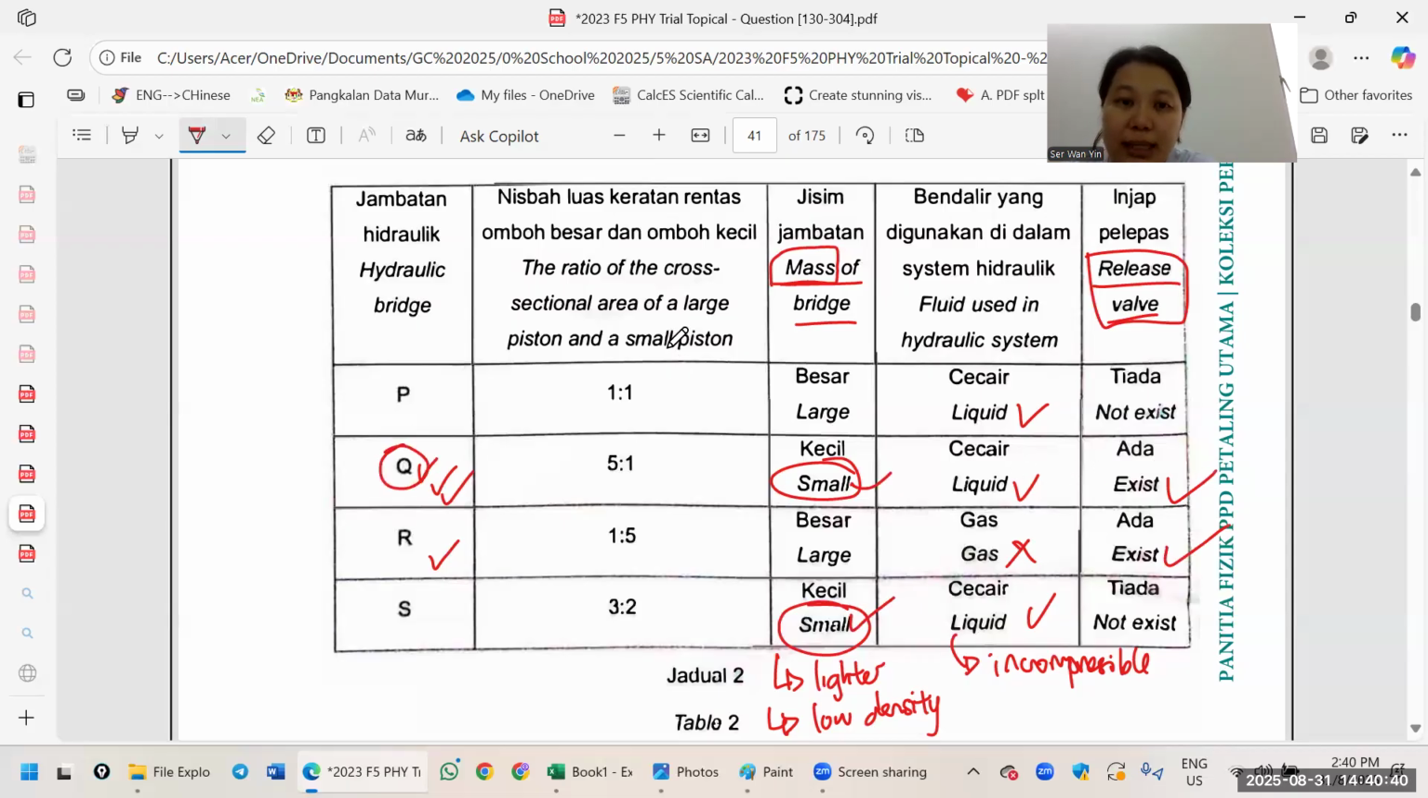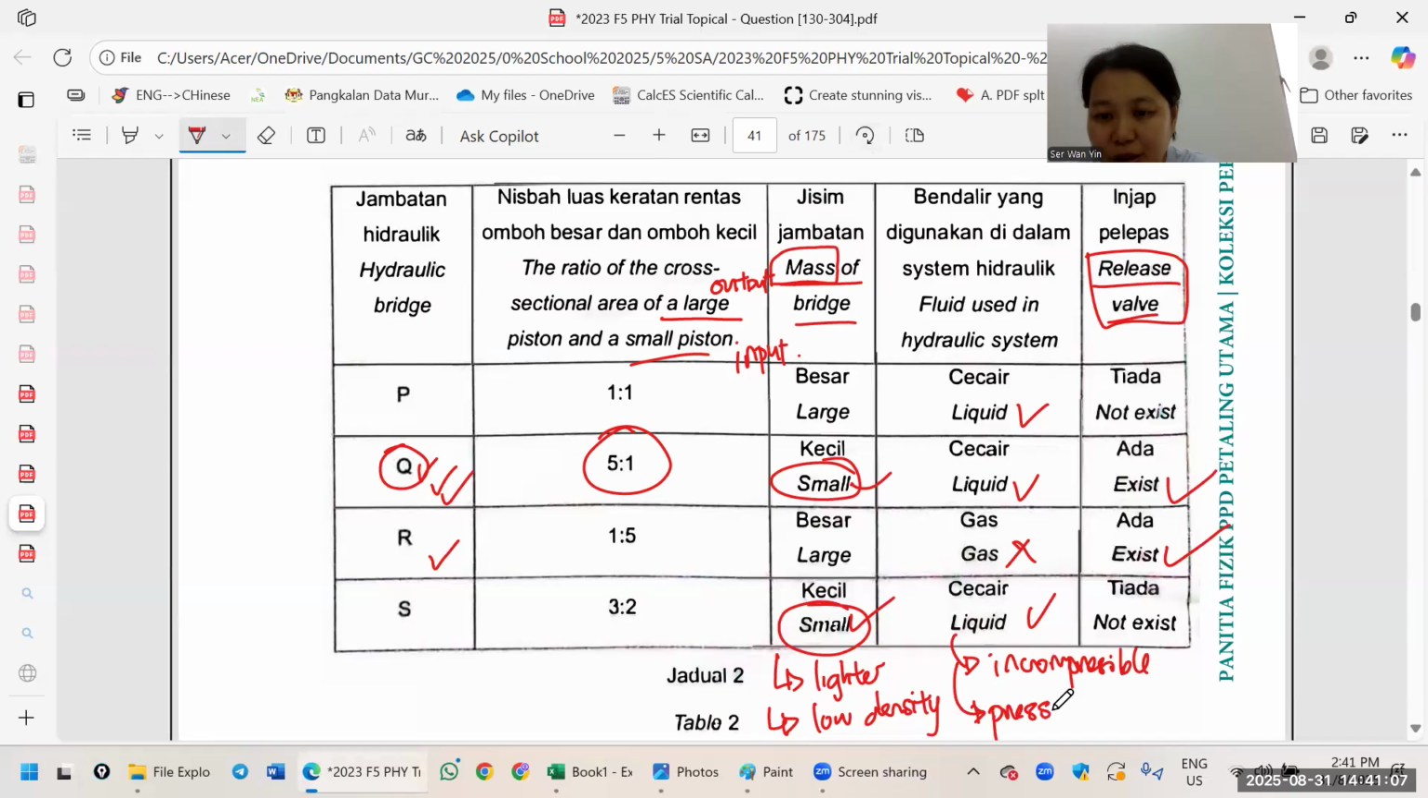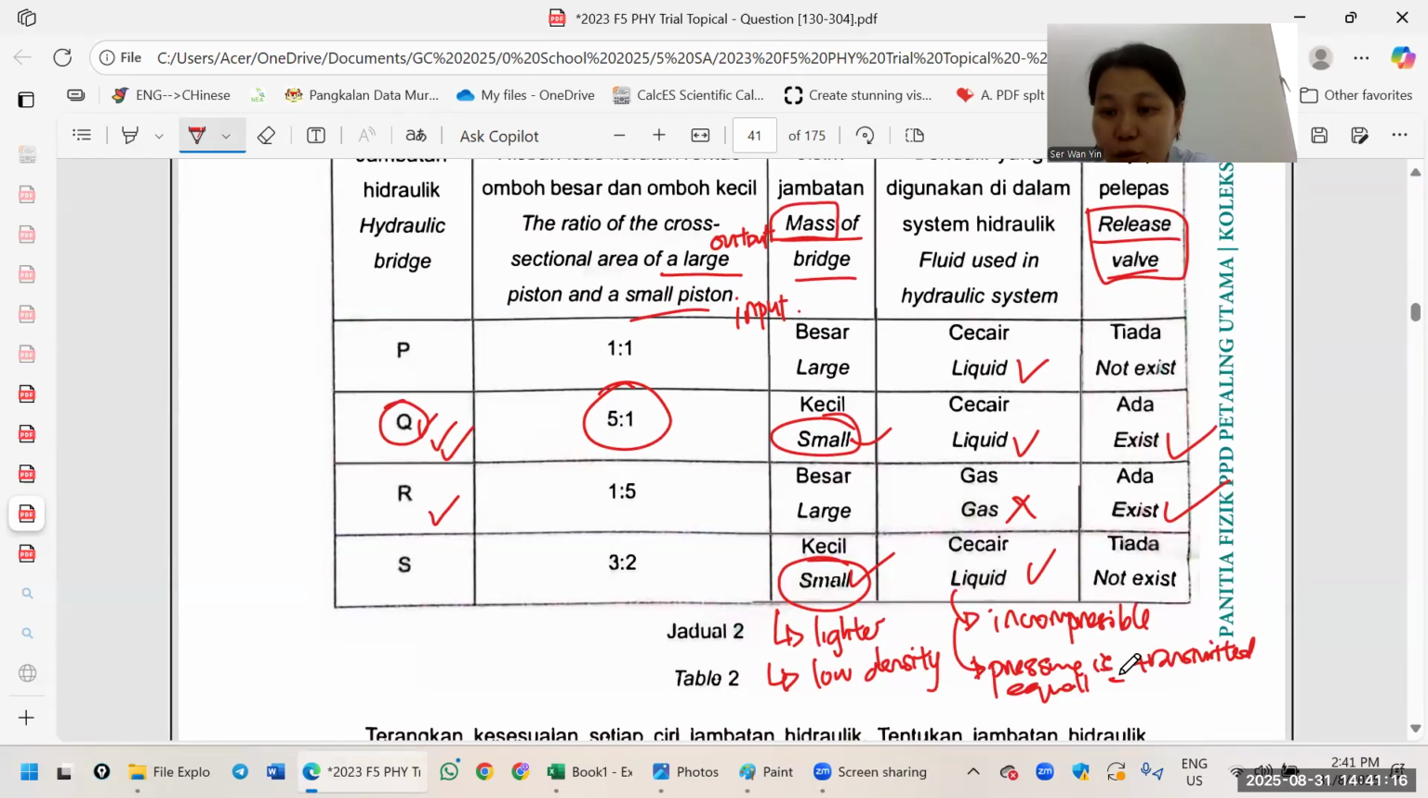It's Q. Now see the cross-sectional area of the large piston. The large piston must be the output one, and the small piston must be the input one. So output over input, bigger to smaller. So the answer is Q. And pressure will be transmitted equally throughout the liquid. Very good.